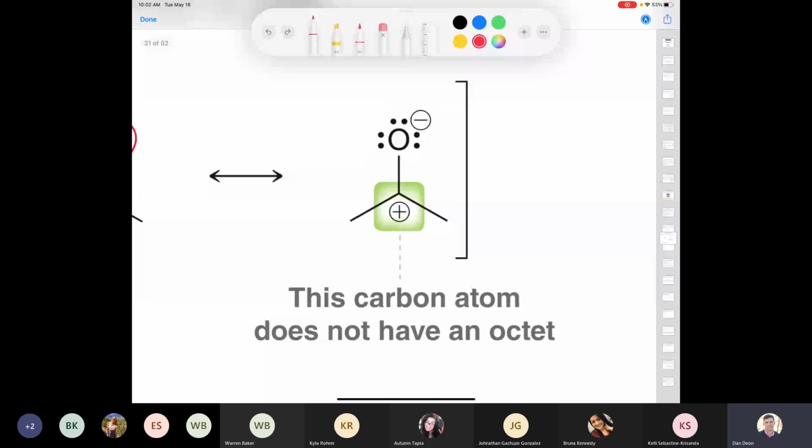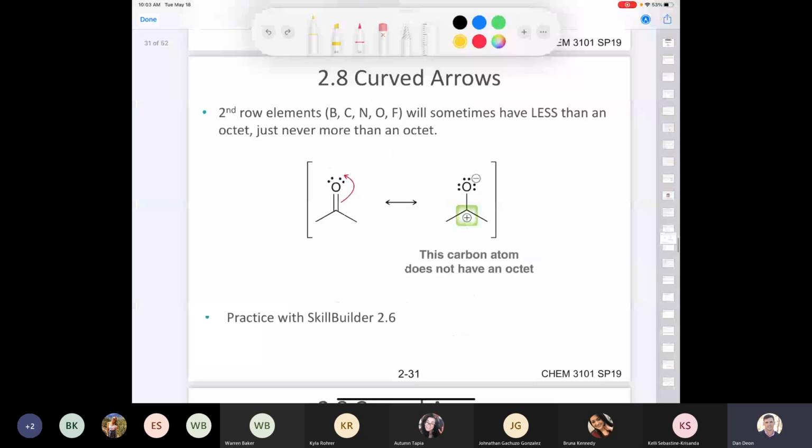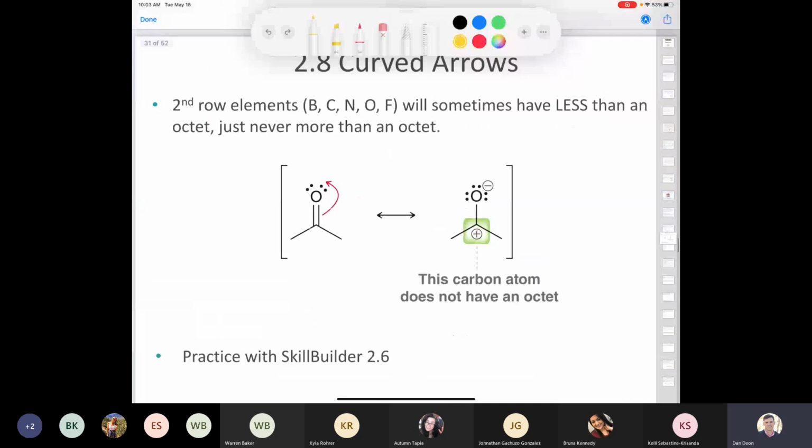Don't be fooled into thinking, I've seen students do this before. They'll say, well, the oxygen has a negative charge, therefore it doesn't have an octet. It's got extra electrons. That's not true. It's still surrounded by 1, 2, 3, 4, 5, 6, 7, 8. It still has a complete octet. It just has a negative charge, right? It's got an extra valence electron. Anyhow, there we go. What else?